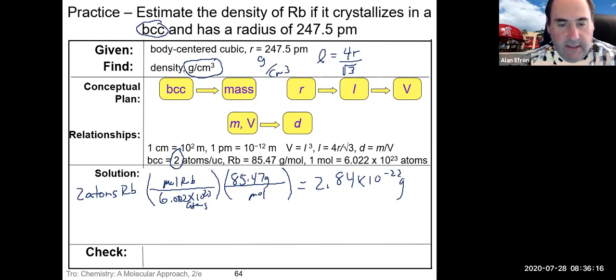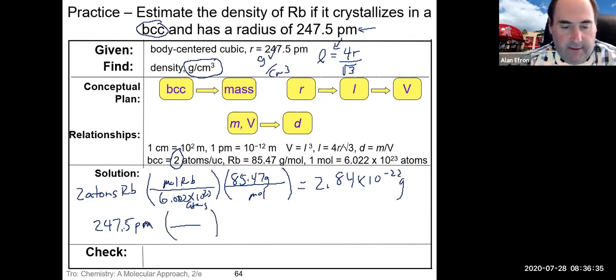So that is checked. Our cubic centimeter part, again, going to come from the length. And we do want to probably, again, do a conversion here just to get everybody in the right units. So 247.5 picometers.